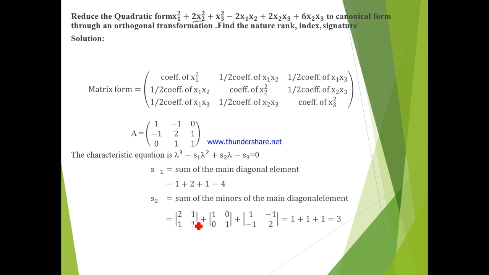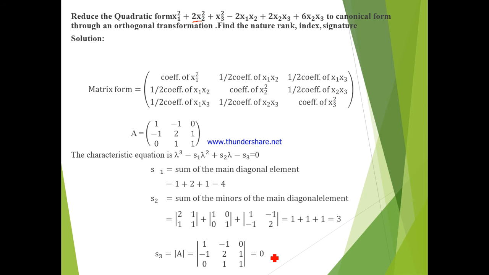2, 1, 1, 1. So we solve this: 2 minus 1, 2 minus 1 is 1. Here 1 into 1 minus 0, so 1. Here 1 into 2 minus 1 into minus 1, so 2 minus 1, 1. So we add finally 1 plus 1 plus 1. The answer is 3. The next, find the determinant of the matrix A, that is S3.